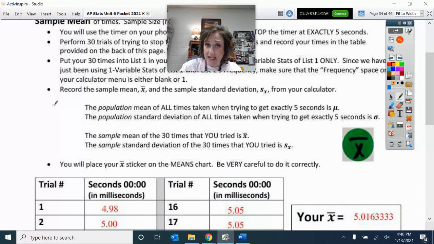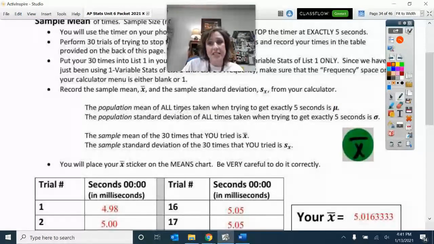Now let's keep some notation in mind. The population mean of all times. So that would be, say, all 300 amounts. So if I had 100 students, all 300 individual pieces of data. I have no idea what that shape's going to look like. And I am not going to put on a chart all 300 pieces of data. Okay. But if I did, then those would be centered at mu. That would be an average of mu. And it's probably going to be, it will be at 5.